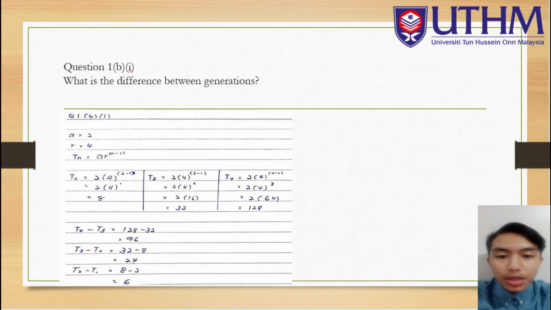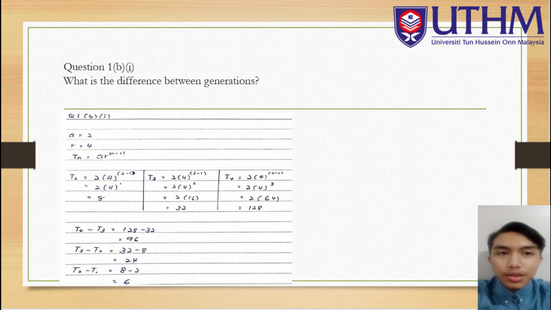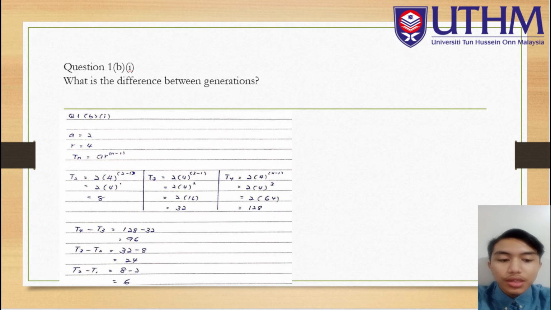Question 1B, based on the diagram. So, you refer to the diagram that I have made in question 1A. Question B1, what is the difference between generations? In this question, you know that a, which is the first generation, is 2 and the ratio is 4, because each of you will produce 4 new members. Then you can use the formula Tn equals a r to the power n minus 1. So first you find the total for the second generation, which is 8, the third generation 32, and the 4th generation 128. Then when you want to know the difference, you can use the formula T2 minus T1.